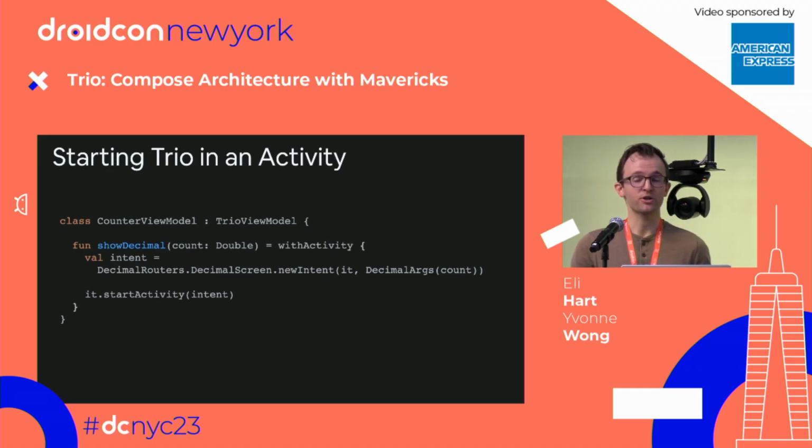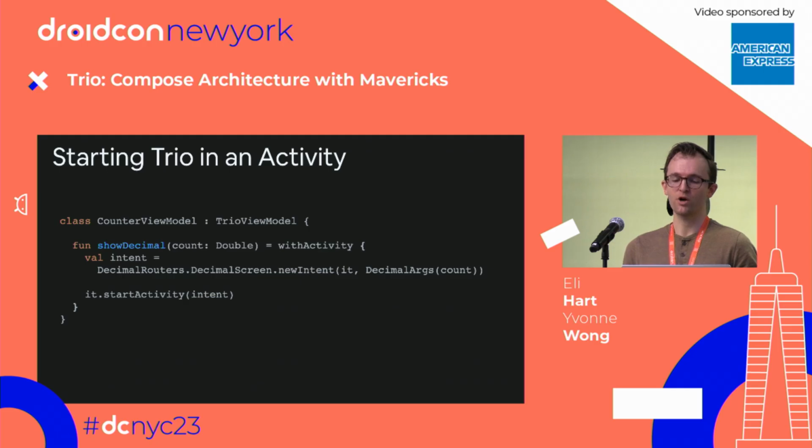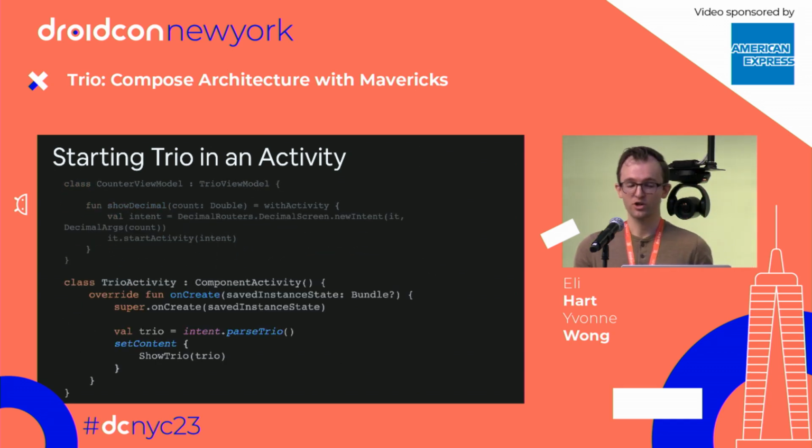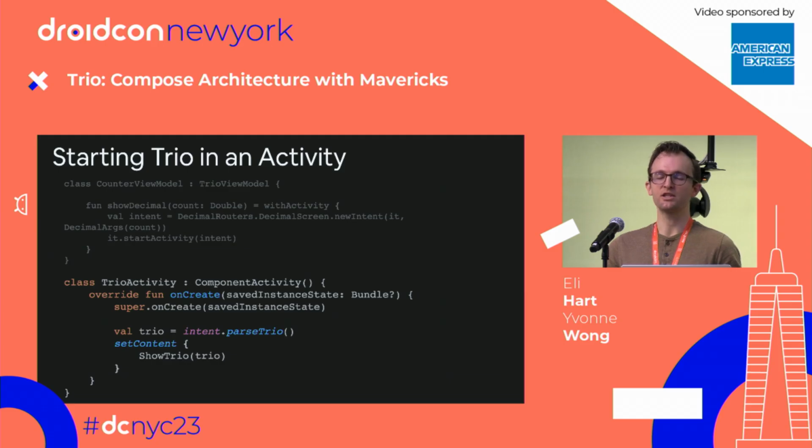If we want to instead start a Trio in a new activity, the router also provides a function to create an intent for a new activity that wraps the Trio instance. We can then start it from the view model using Trio's activity mechanism we discussed earlier. When a Trio is started in a new activity, we simply need to extract the parcelable Trio instance from the intent and show it at the root of the activity's content.